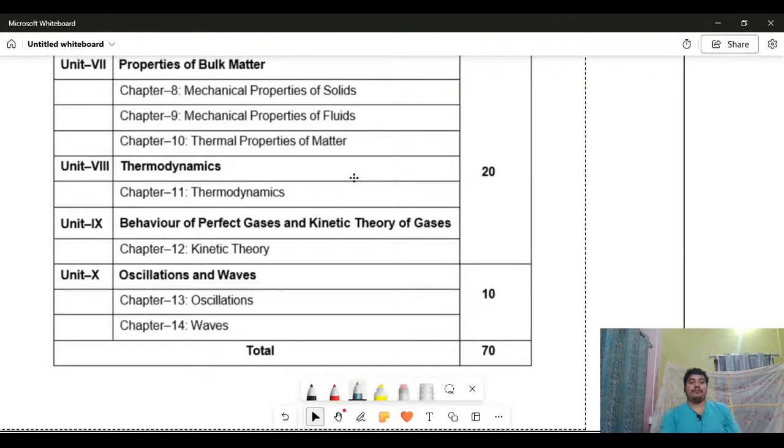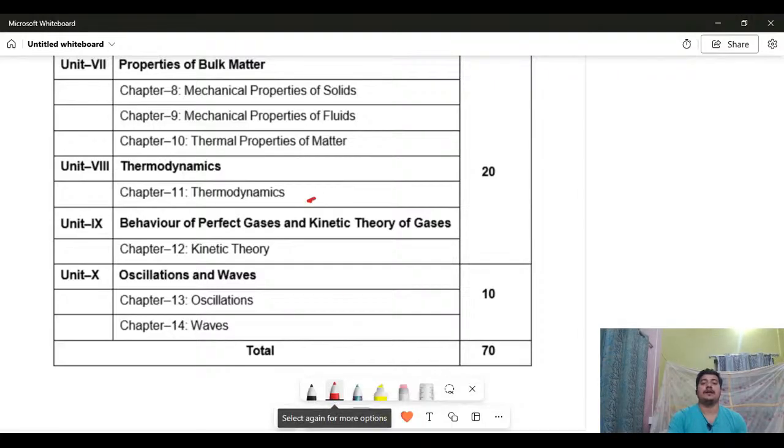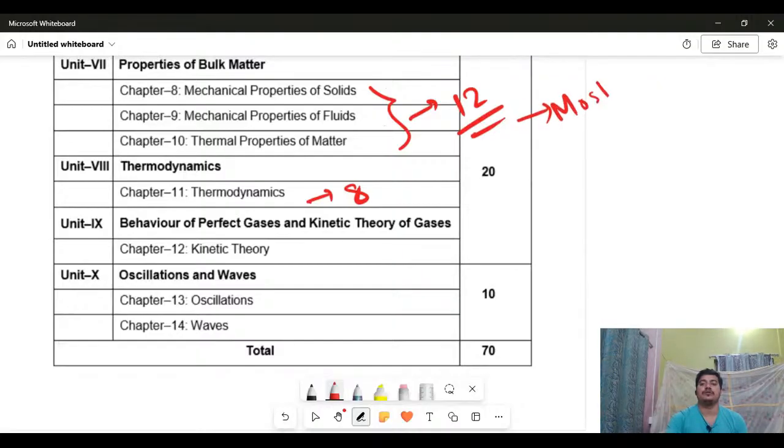At last, we came to Units 9 and 10. About the mark distribution, if you want to know, here it will carry 8 marks, and all three will carry 12 marks. That means if you learn these things properly, it will take some time, but you get the easiest questions from this portion. Most easy questions.